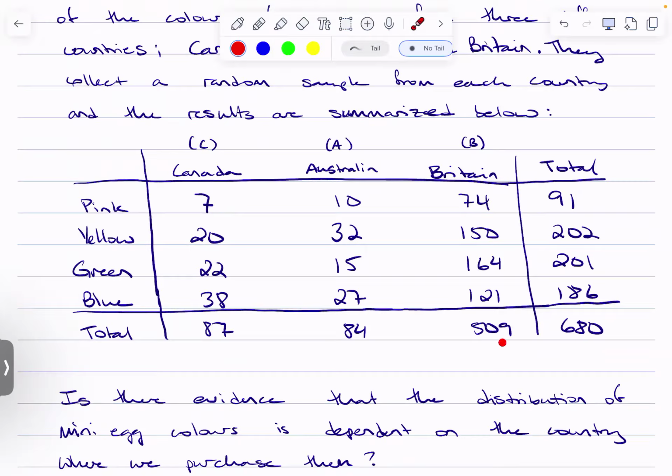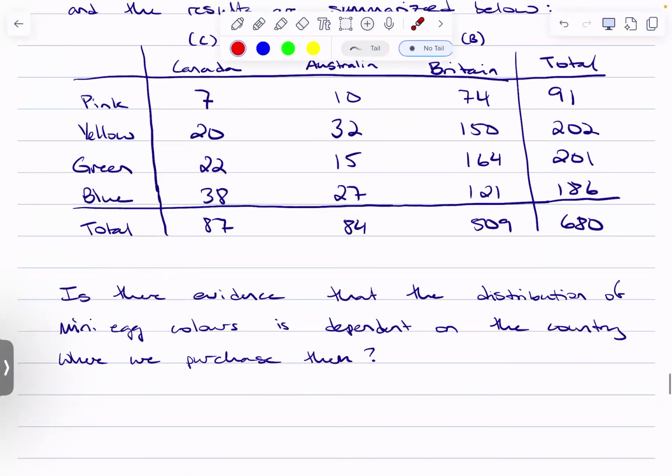For some reason, the sample size for Britain was huge, whereas Canada and Australia were kind of more normal, right? And so that's okay. This will be taken care of in our expected counts as well, right? So it's not going to blow things up, okay? Which is the reason I did it. Now we want to know, is there evidence that the distribution of mini egg colors is dependent on the country where we purchase them? Okay?